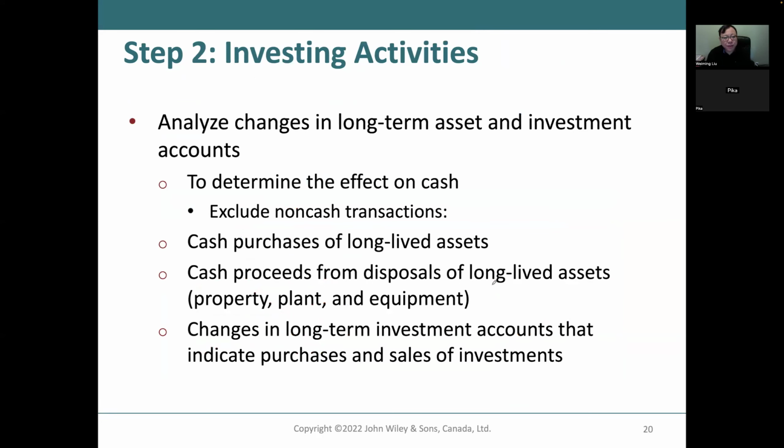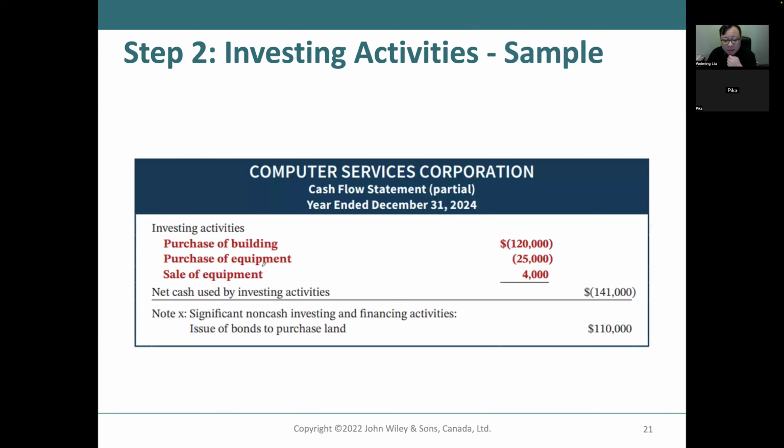Okay, so step 2 is the investing activities. This is about the effect on the long-lived assets. For example, you purchase a building that costs you 120,000, so that should be a minus. You purchase equipment that costs you 25,000, that should be a minus. Sometimes you sell your equipment for money, so that's an increase in cash.